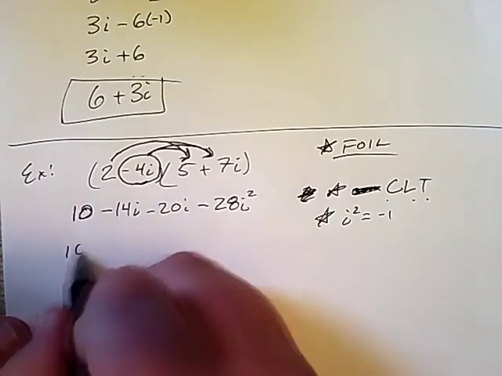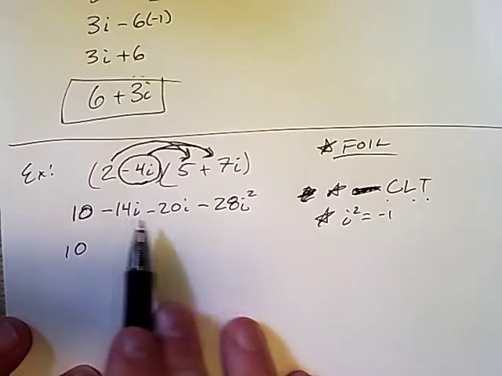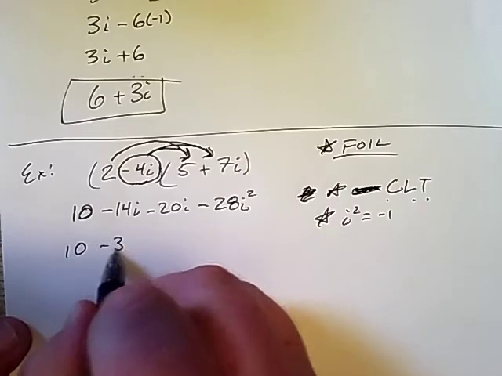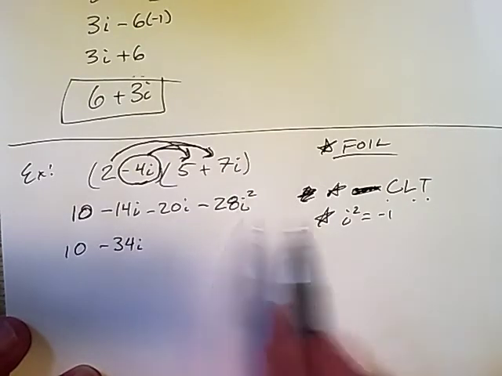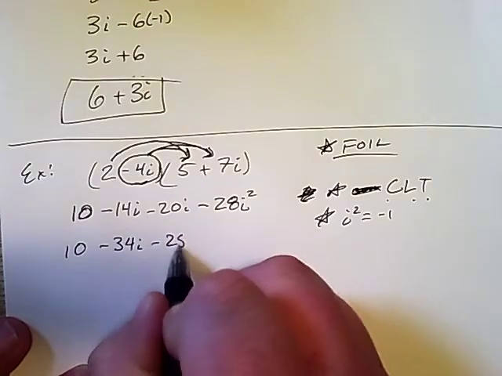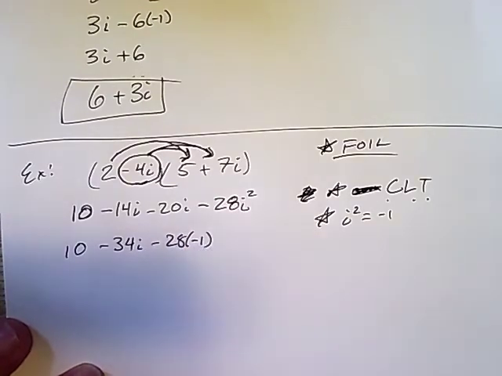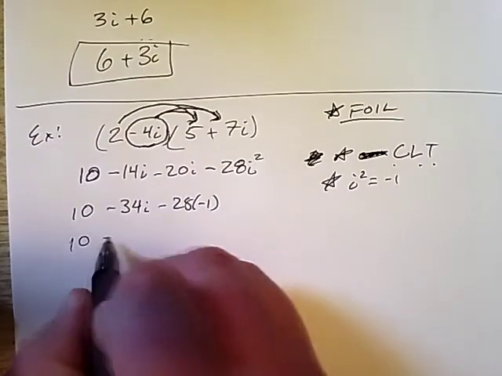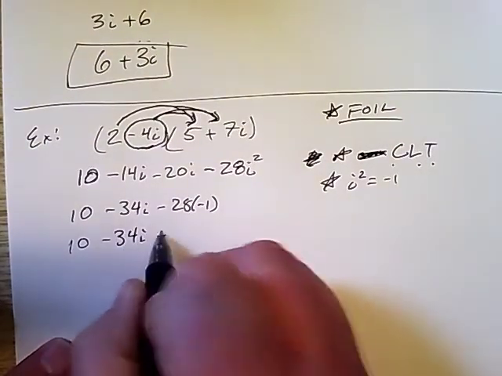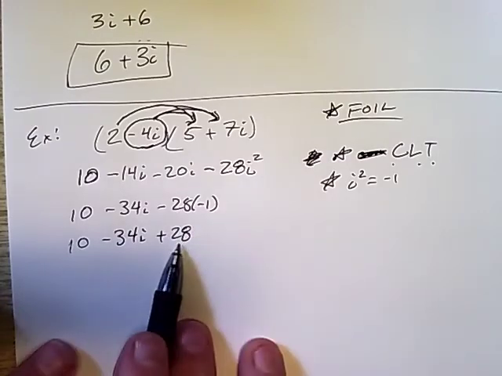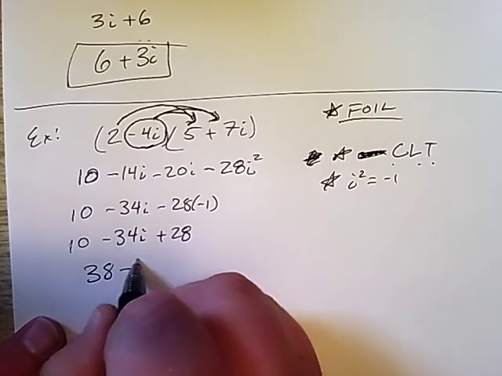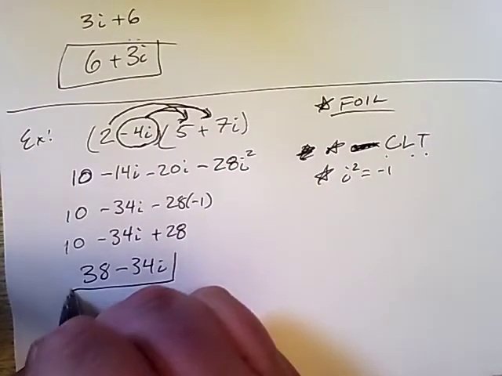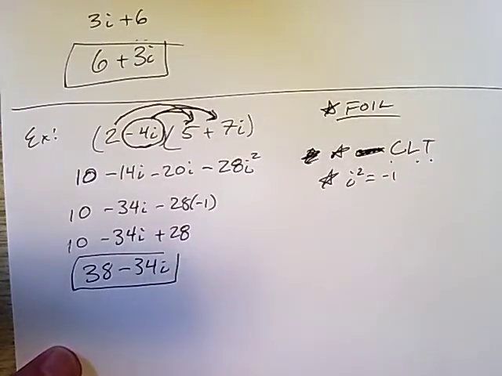Right, so here, 10, and then now a positive 14i minus 20i is a negative 6i. And then I'm going to switch this i squared to a negative 1. So a negative 28 times negative 1. Well, negative 28 times negative 1 is a positive 28. So I'm just going to make this step plus 28. Well, 28 plus 10 is a positive 38. And then 38 minus 6i would be my final answer.